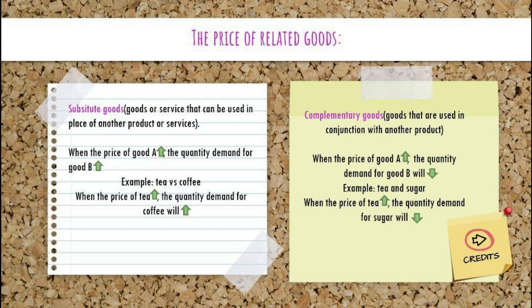Next, complementary goods are goods that are used in conjunction with another product. For example, pen and ink, car and petrol, bread and butter. When the price of good A increases, it will push the quantity demanded for good B to decrease. This is because consumers want to pay less. For example, when the price of tea increases, the quantity demanded for sugar will decrease, as both goods are used together. So we can see that the price and the quantity demanded for complementary goods are negatively related.